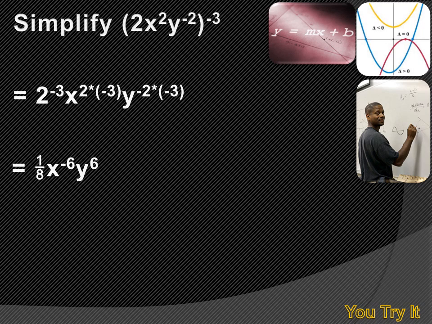So, I can simplify 1/8 times x to the minus 6 times y to the 6 and make it y to the 6 divided by 8 times x to the 6th.